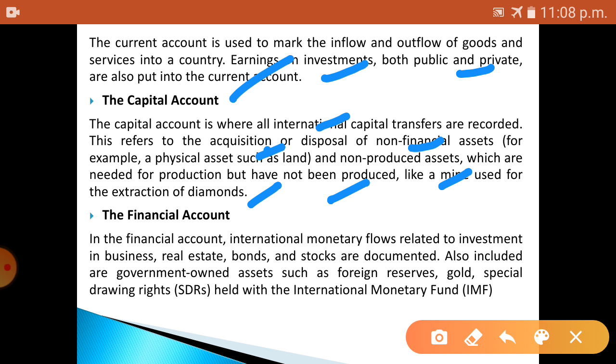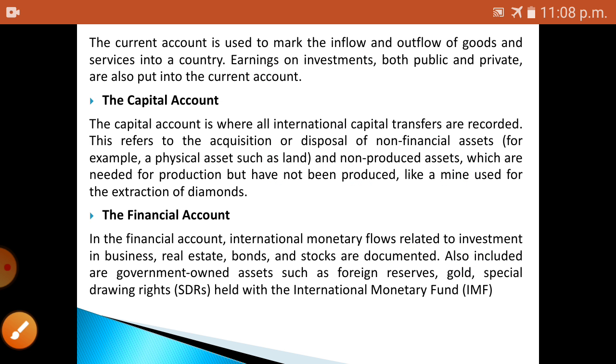Next comes financial account. In the financial account, international monetary flows related to investments like real estate, bonds and stocks are documented. It also includes government owned assets like foreign reserves, gold, and special drawing rights with the International Monetary Fund. This was the meaning of balance of payment, and it is divided into three categories: current account, capital account and financial account.